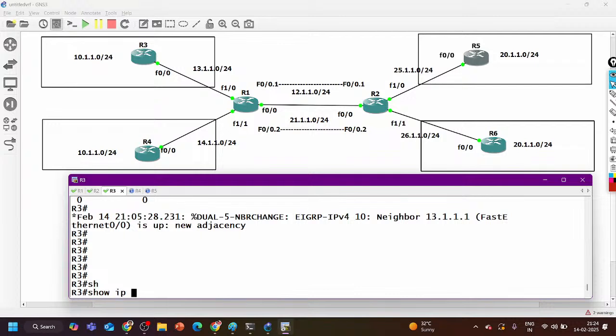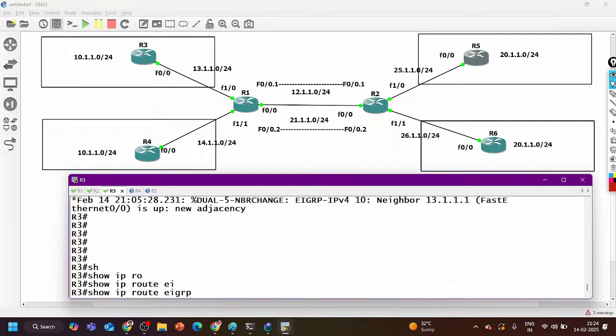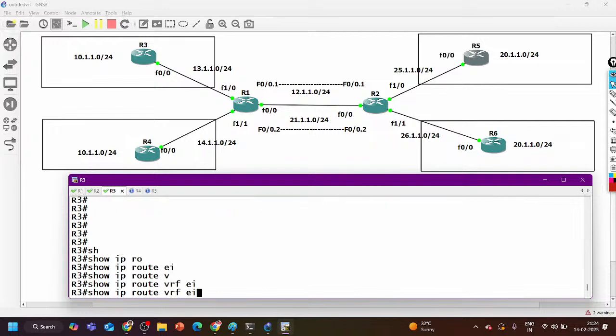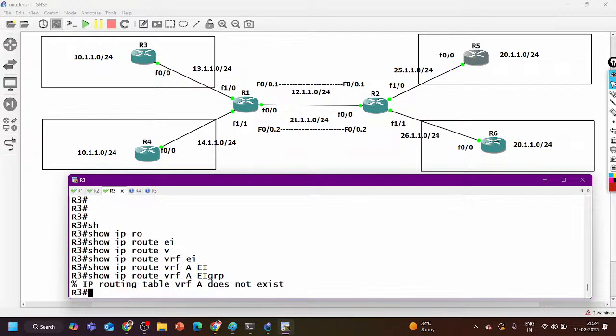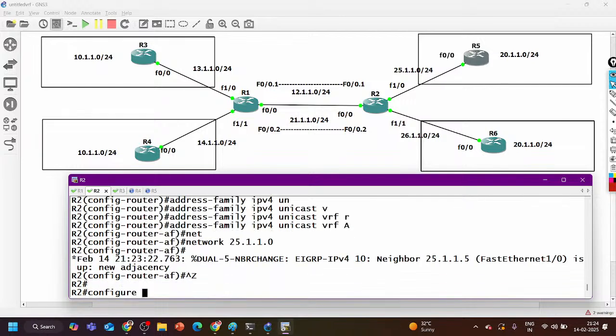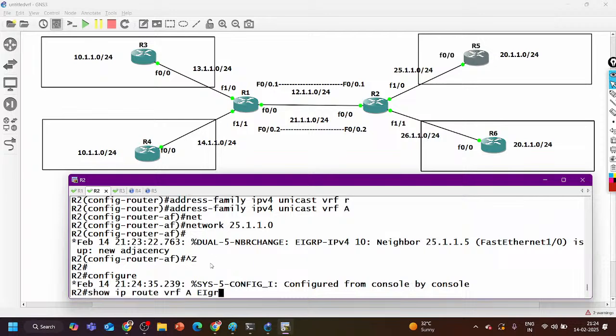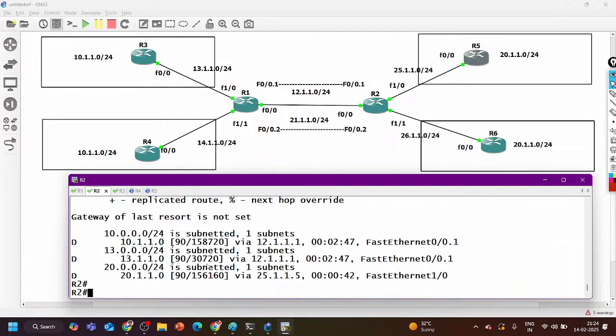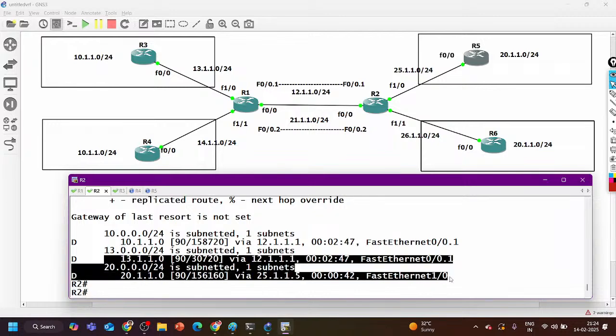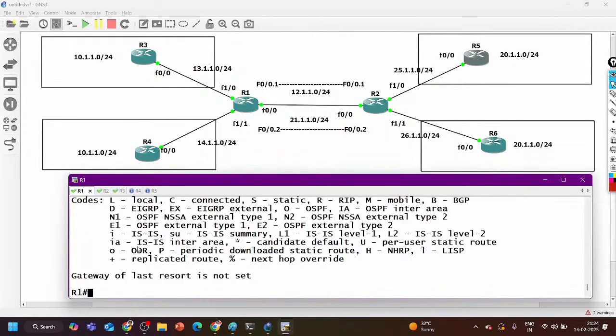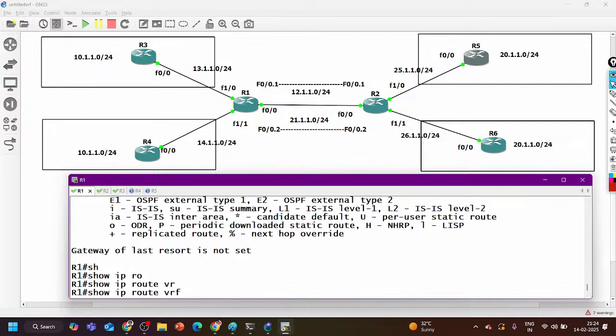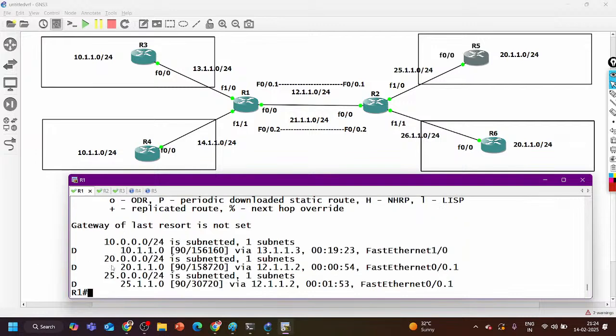Show IP route VRF A EIGRP. So the 20 subnet is there. Now R2 should advertise it to R1. Let me check the R1 routing table. Show IP route VRF A EIGRP. Here also the 20 subnet is coming.